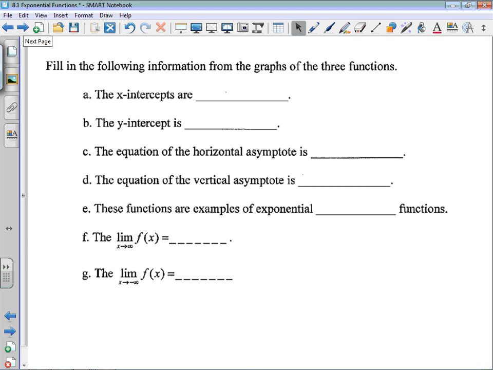So the x-intercepts of the graph do not exist. There are no x-intercepts for these exponential functions. You would have to have a vertical translation down for that to occur. The y-intercept for all three is at 0 comma 1, because anything to the power of 0 is equal to 1.